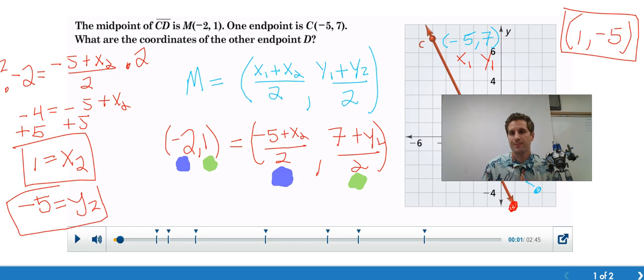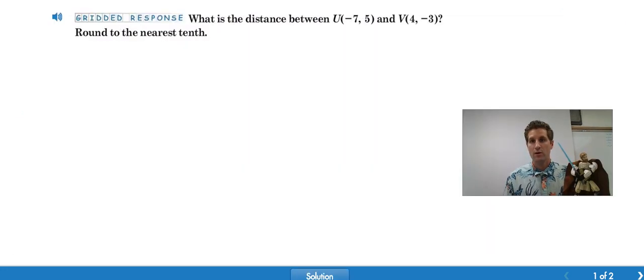All right, one last one. Okay, so this will be our last problem. This is example 3. What's the distance between these 2 points? Round to the nearest tenth.